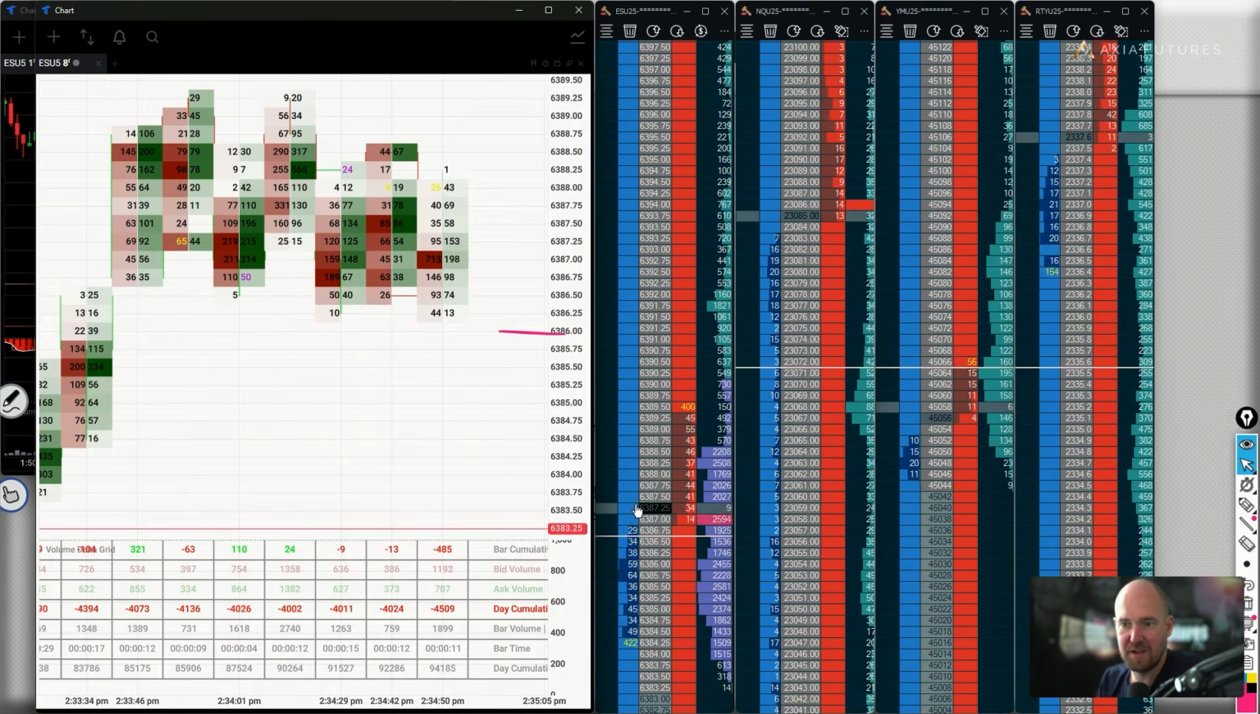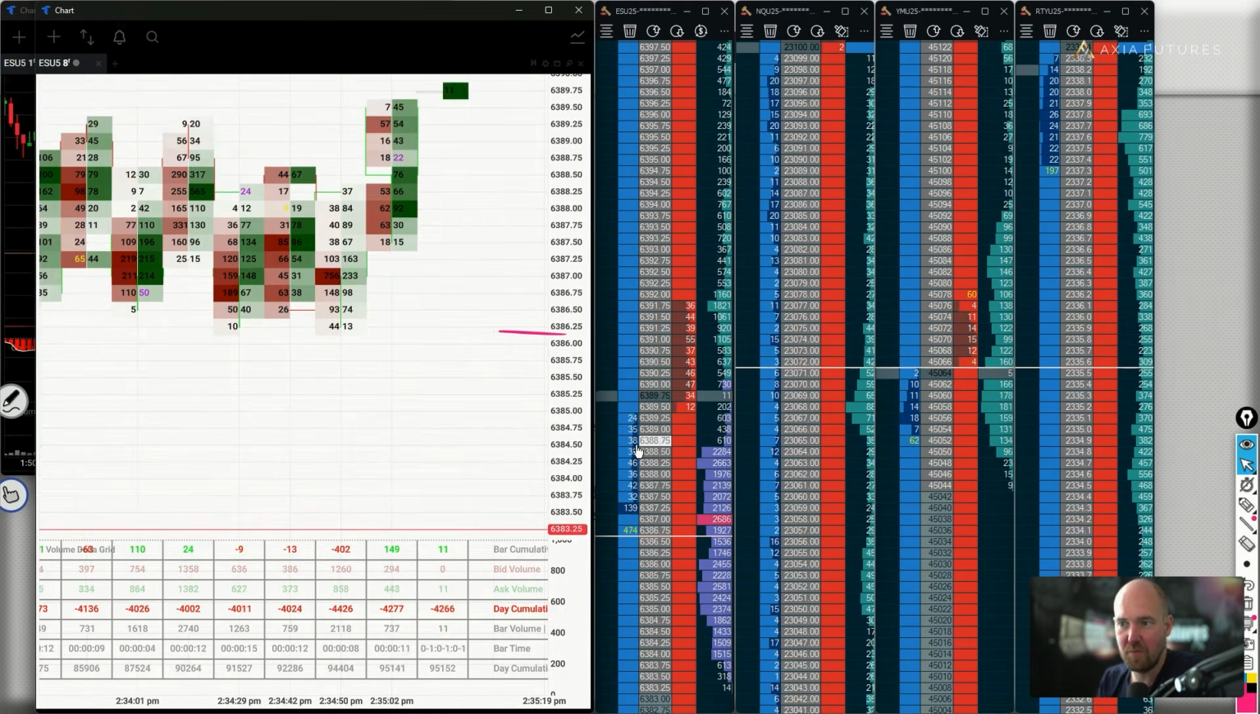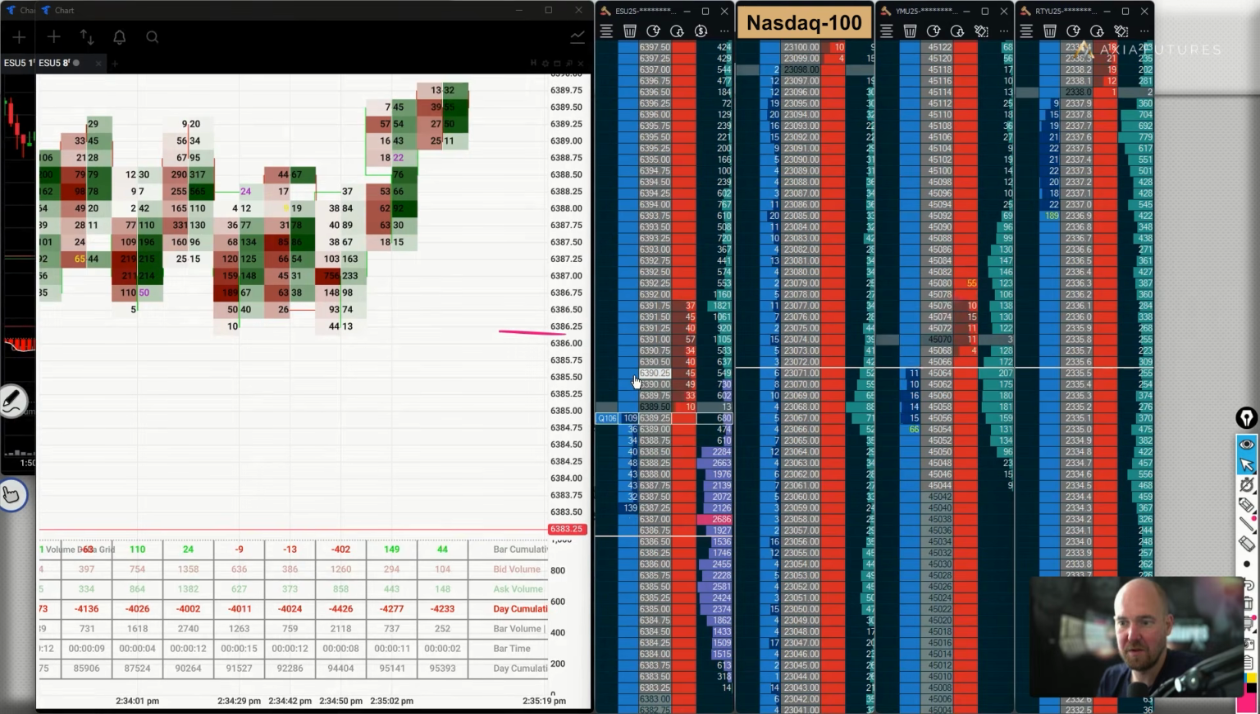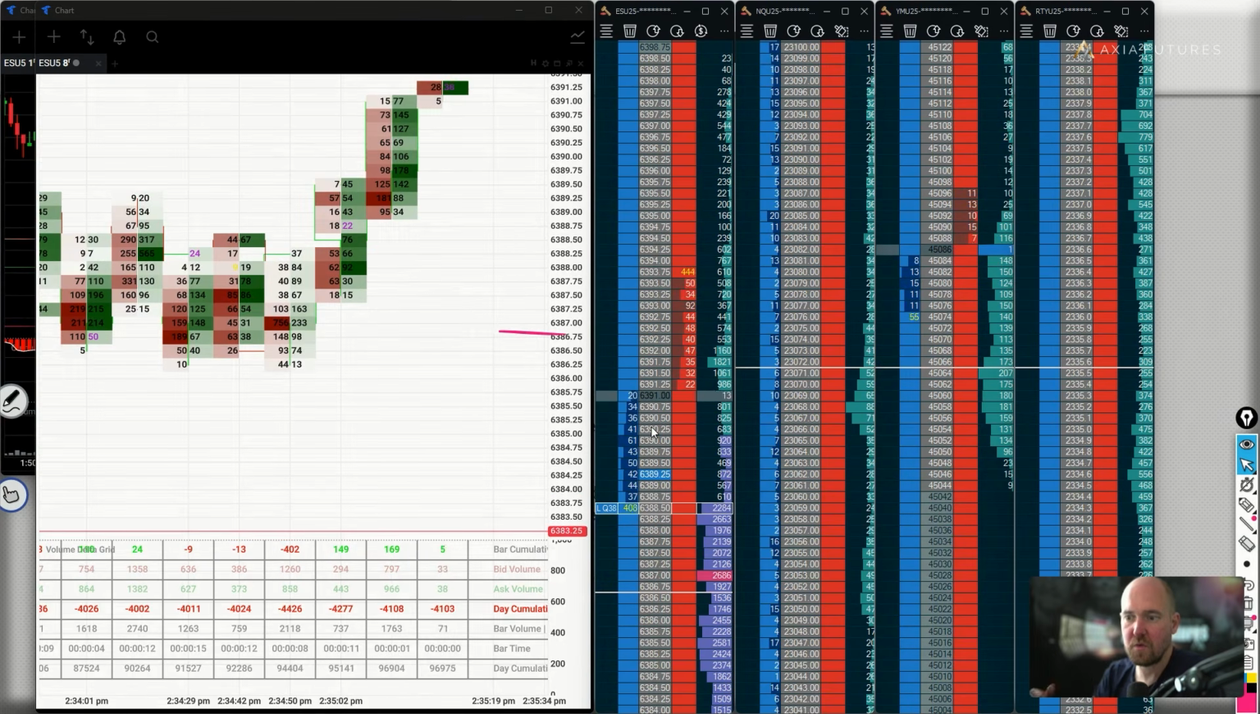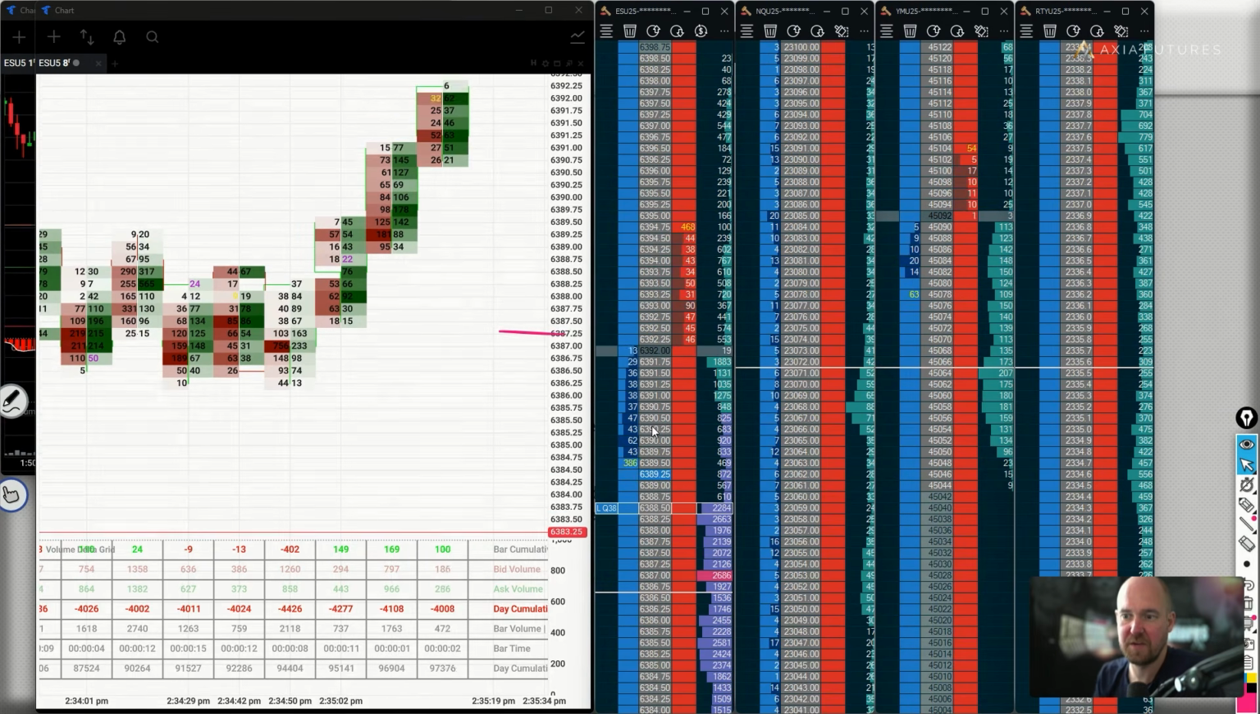So I'm looking at this now thinking, right, there's definitely a willingness to buy. The NASDAQ's on the way up. This is where you can now start to have a go at buying it. Everything's now starting to tick up. We've seen that buying come in.